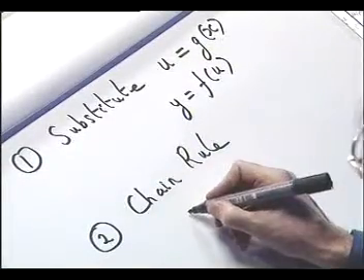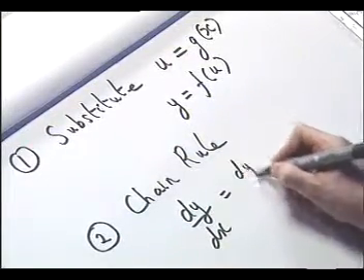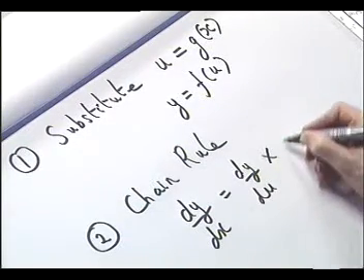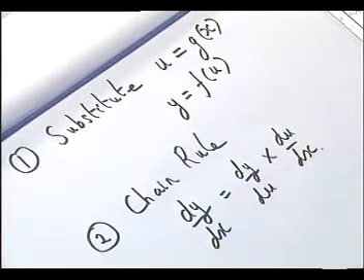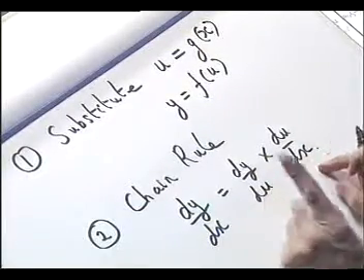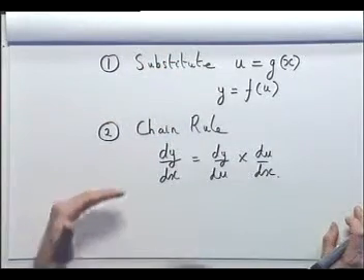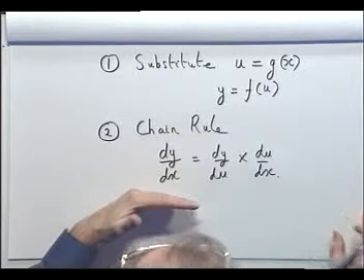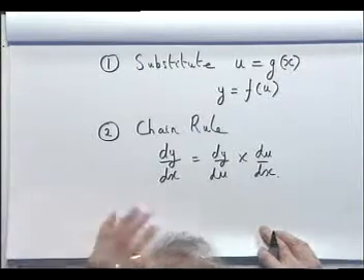The chain rule is quite simple. It says dy by dx is equal to dy by du times du by dx. Notice it looks as though the du's cancel out. If these were fractions, which they're not, it looks as though they might cancel out. And that's a way of remembering it. So this is how we're going to approach it. Substitute u equals g of x, and then apply this rule called the chain rule in order to find the derivative. So let's take a number of examples.